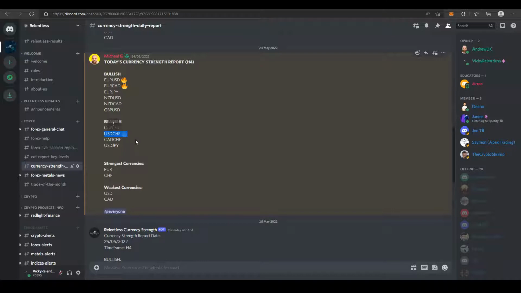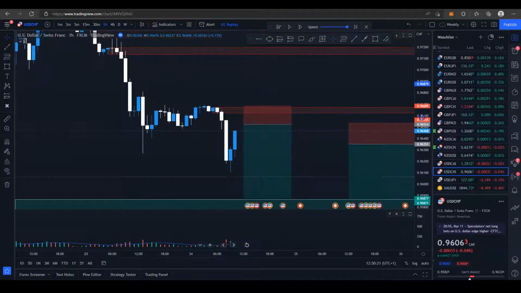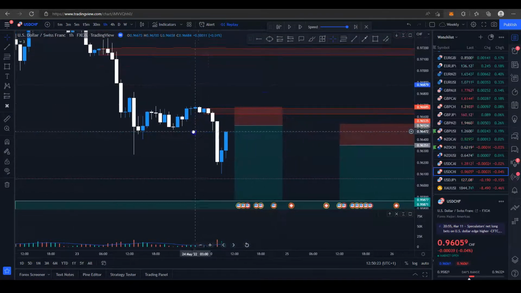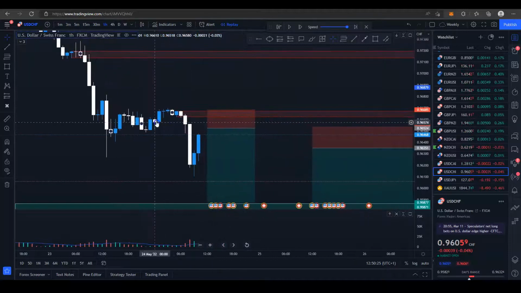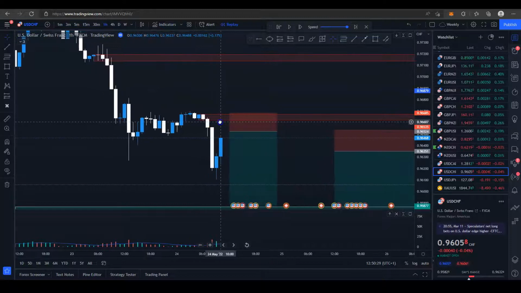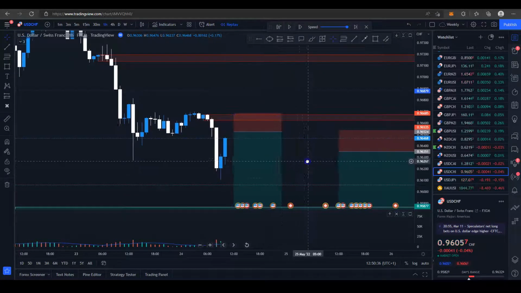So this is Tuesday's report. I'm going to go to the chart and show you. I've got one of our indicators turned on, and this is all taught in our strategy in the back office as well, but we're looking for a reaction in and around this area, and then we're potentially looking for a sell from here.